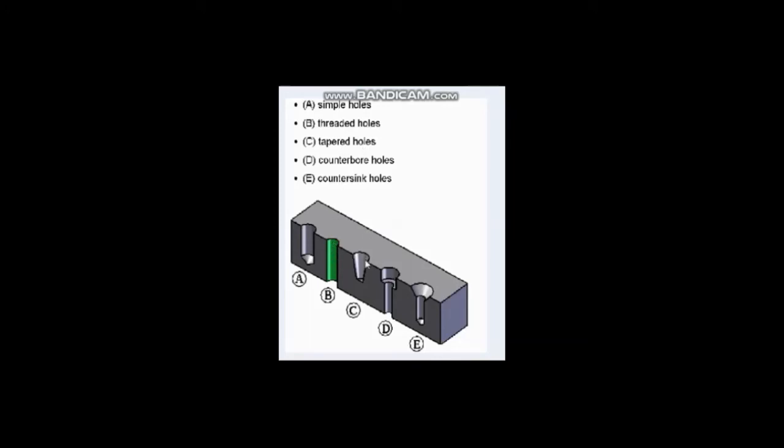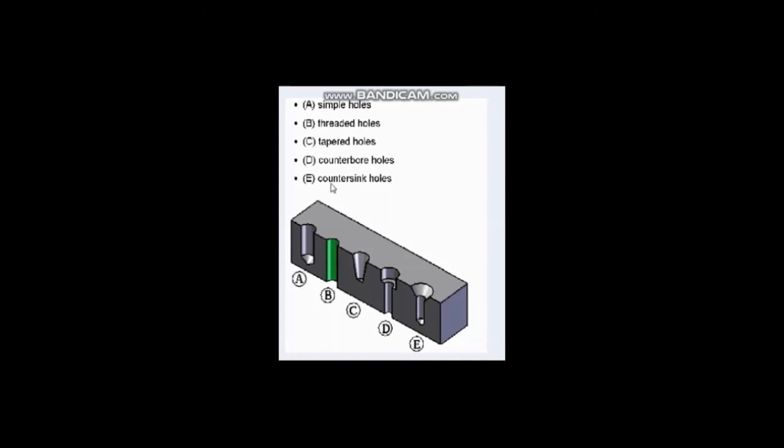Then the tapered hole, see tapered hole. For the tapered hole, the upper diameter and lower diameter are different. Upper diameter is bigger and lower diameter is smaller. Then the counterbore hole. For the counterbore hole, you see the upper diameter is greater and the lower diameter is less, but after a certain depth these two diameters separate.